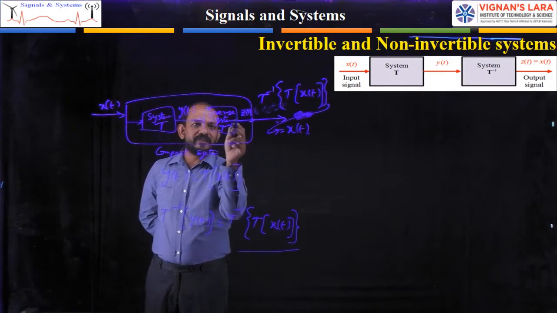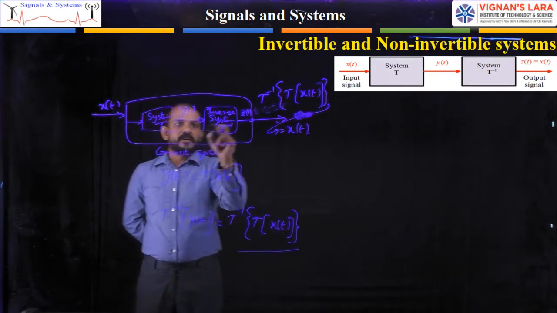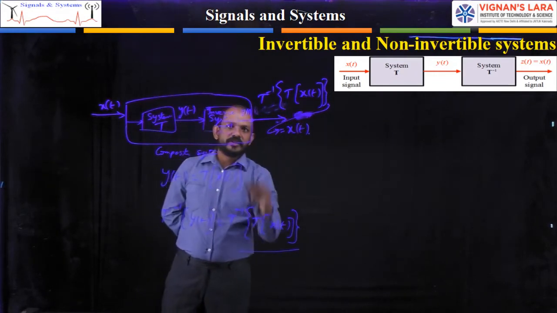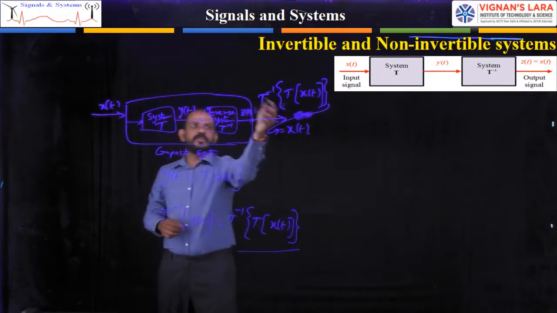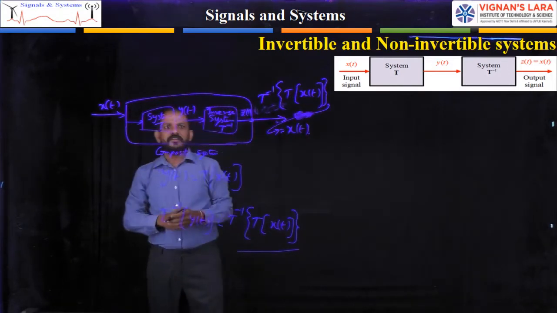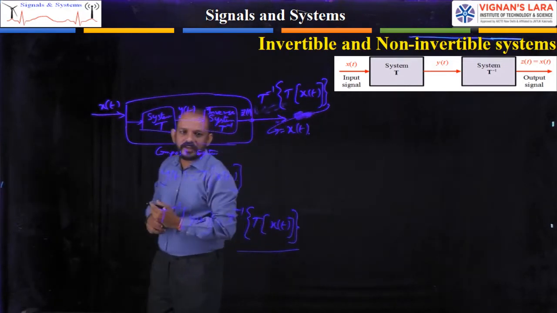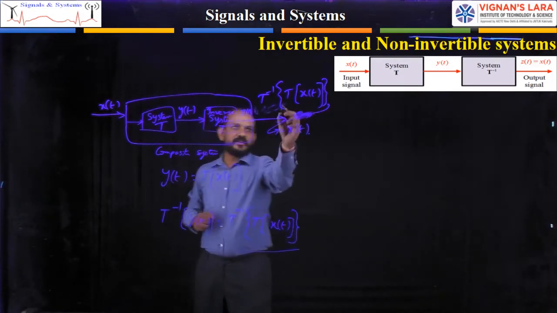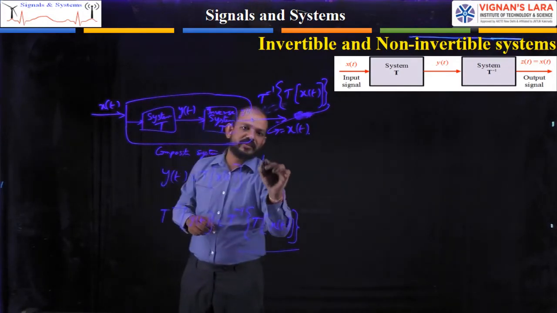Now what will it do? It takes the inverse transformation of the input of that system, that is y of t. Now the inverse transformation of y of t is nothing but the inverse of the transformation of x of t. So the output of the second one, that is the output of the composite system, is the inverse transformation of the transformation of x of t. If that value is equal to the input x of t, then I can say that system is an invertible system.